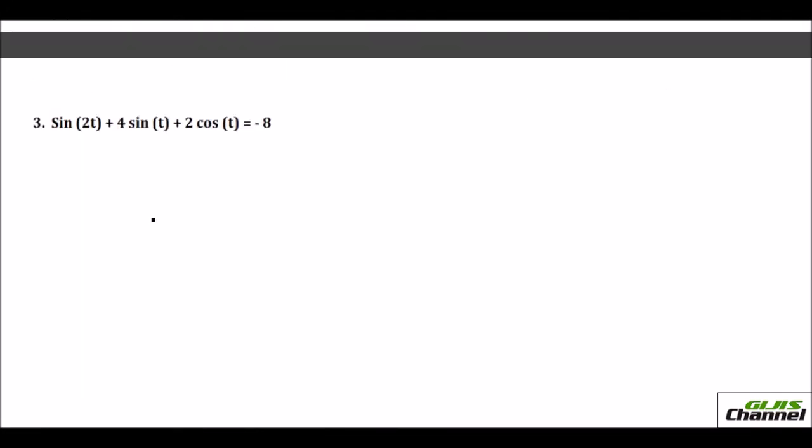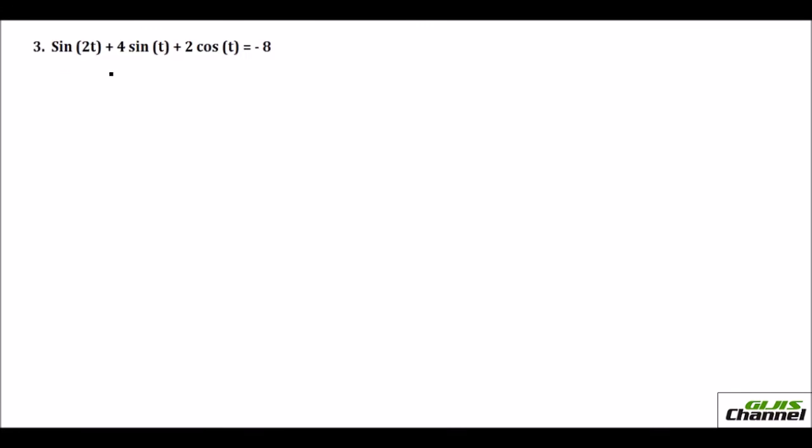Let us look at the third one. Here you have sine 2t plus 4 sine t plus 2 cos t equals minus 8. So what I am going to do is bring everything to this side. This sine 2t I am expanding and I write it as 2 sine t cos t, okay? Then you have plus 4 sine t, I can't do anything to this, so I write it as it is. Then you have plus 2 cos t, I write that also as it is. And bring the 8 to this side, so that becomes plus 8 equals 0.